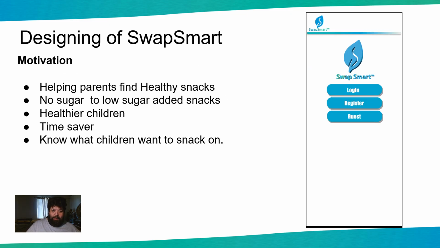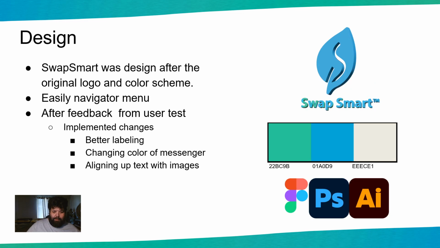Designing this app, we wanted an app that shows alternative snacks that are healthy with less sugar, reduces the problem with children's health problems, and reduces the time parents spend researching healthy snacks. Another function is to allow parents to contact other parents and hear their thoughts on other products that work for them. Designing the SwapSmart app, we designed the app after the original logo in color, with easy navigation for parents to find the information they were looking for in a quick and easy way.